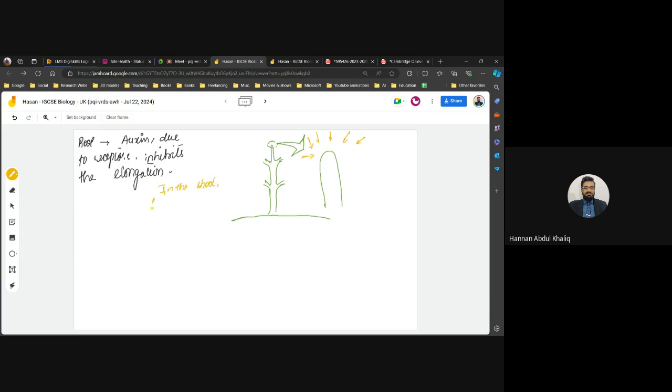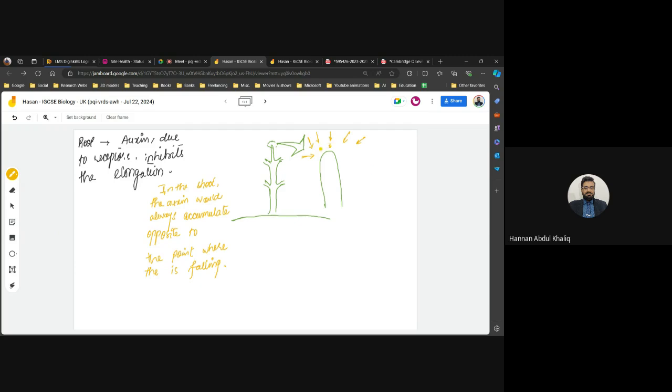Now in the shoot, the oxygen would always accumulate opposite to the point where the light is falling.